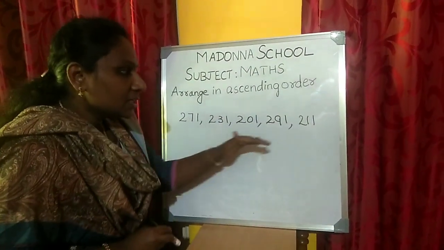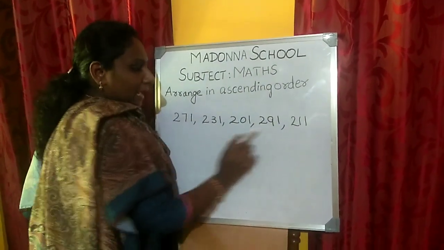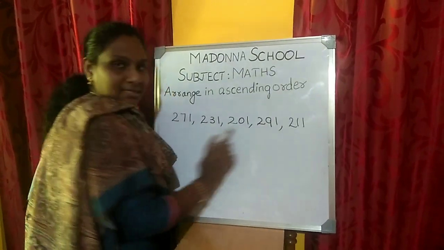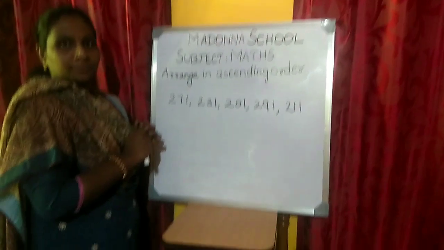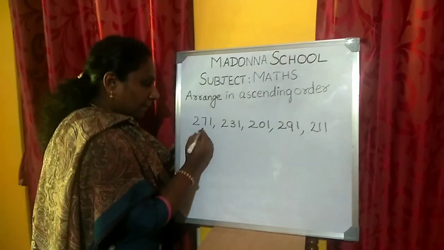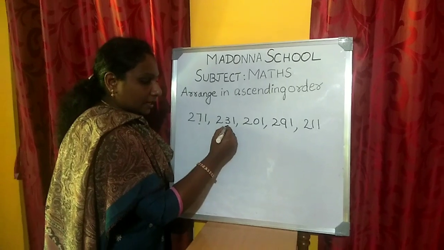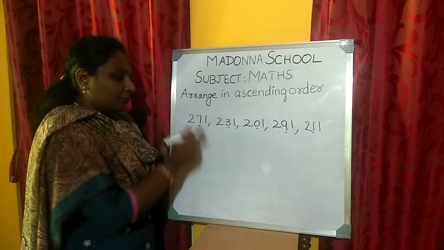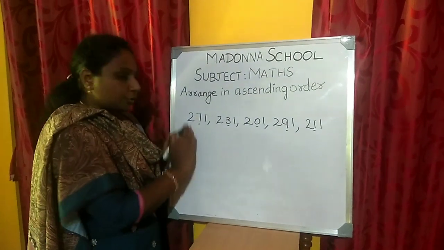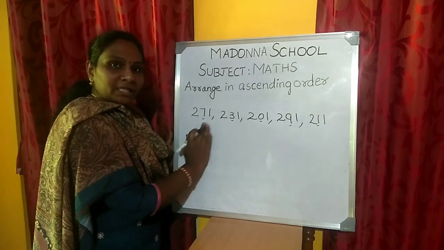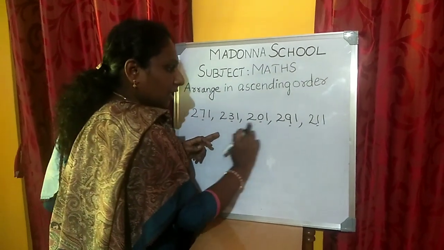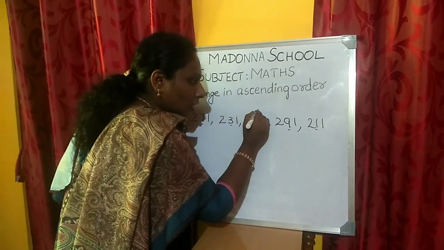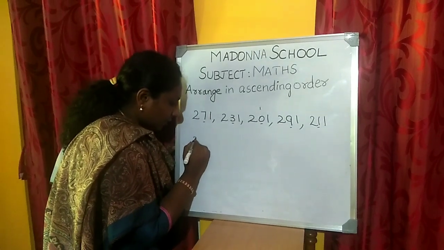See children, in these numbers all the numbers are 3-digit numbers and the first digits are the same. Okay. Then what should you do, children? Then you should compare the second digit. See here, you have to compare all the second digits. If the first digits are all the same, then you should move to the next digit and compare it. So 7, 3, 0, 9 and 1. Which is small? 0 is small. So write on the top, 201 should come first.